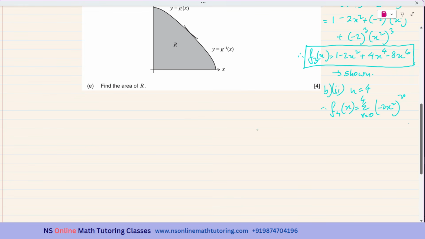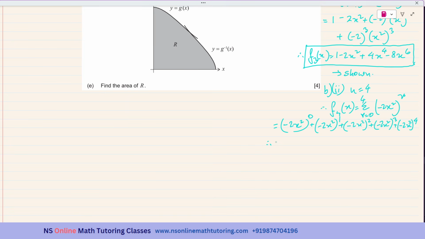So let me just write it over here. This is equal to minus 2x squared, first value of r is 0, plus negative 2x squared raised to the power of 1, plus negative 2x squared raised to the power of 2, plus negative 2x squared raised to the power of 3, plus negative 2x squared raised to the power of 4.